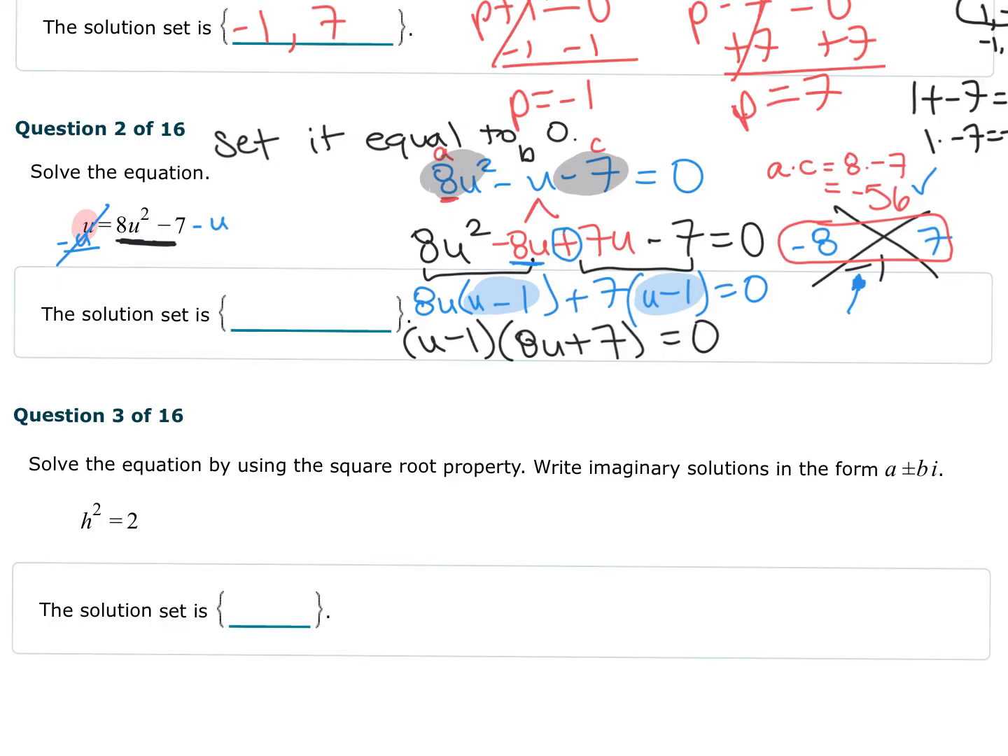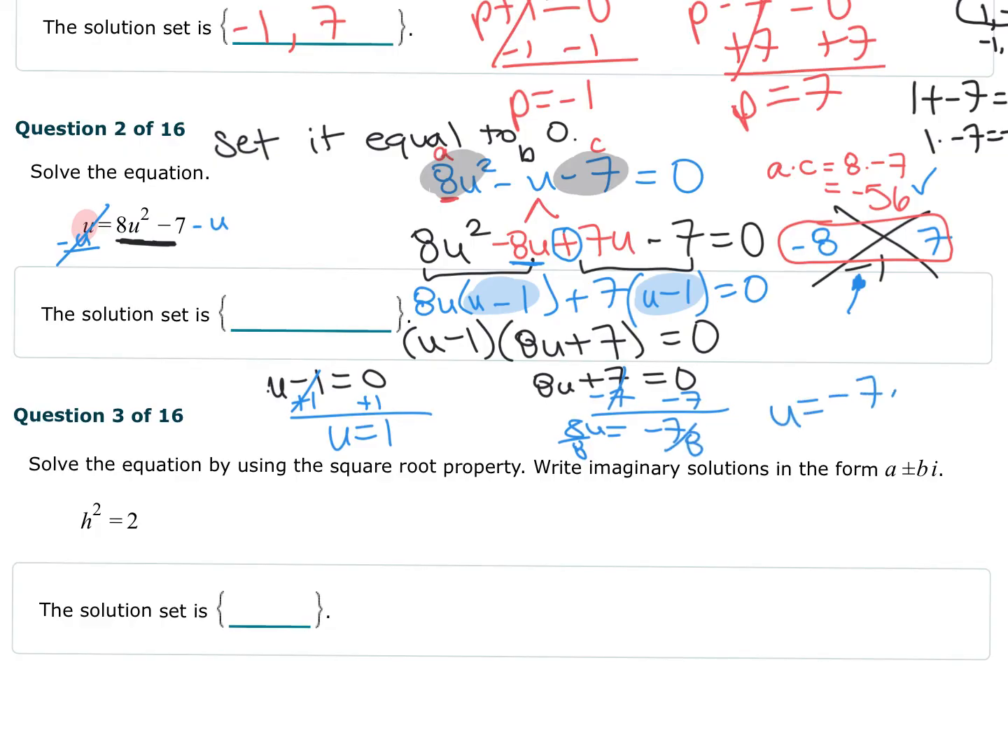And then I'm going to set each of these equal to 0. So I'm going to have u minus 1 equals 0, 8u plus 7 equals 0. I'm going to add 1 to both sides, and I get u equals 1. I'll subtract 7, and then I'll divide by 8, and I get u equals negative 7 over 8. All right, so my solution set would be negative 7 over 8, comma 1. Keep in mind that I can always check my solution by plugging it back into the original and making sure it makes a true statement.